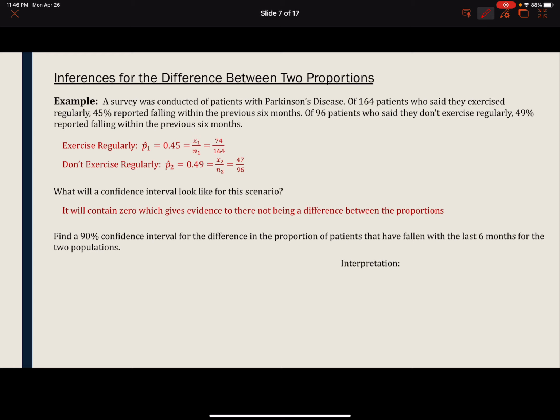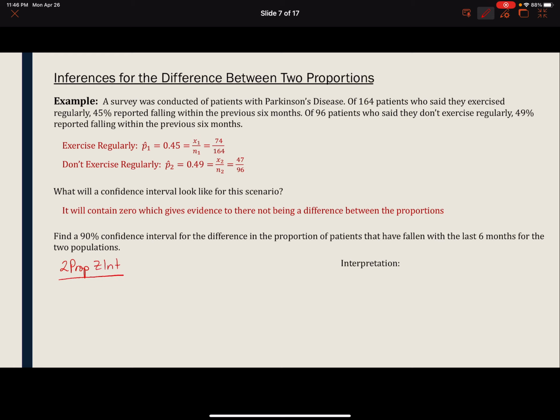So let's find a 90% confidence interval for the difference here and just notice what it looks like. So we're going to do a 2-PropZInt. Sorry, it's on my next page of notes here. So we have that X1 is 74 and N1 is 164. Again, this will be automatically populated if you're doing this along at the same time as I am, because you already did the hypothesis test. And we're looking at a C level of 90%.